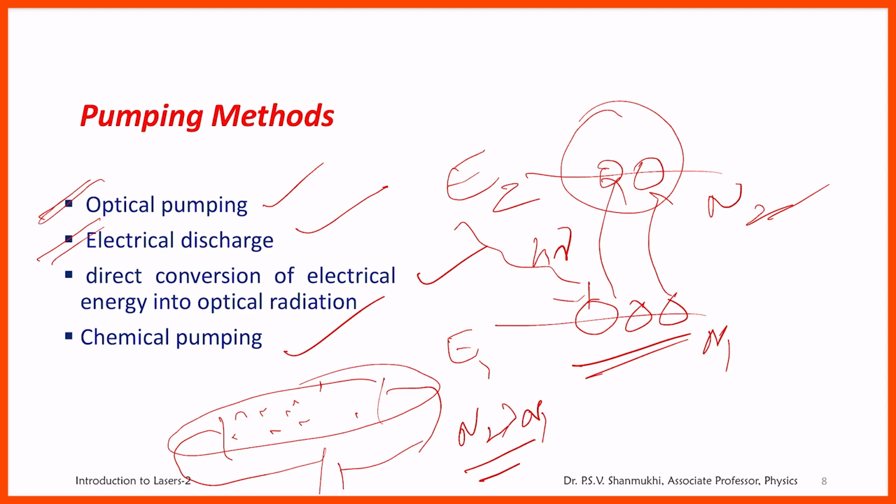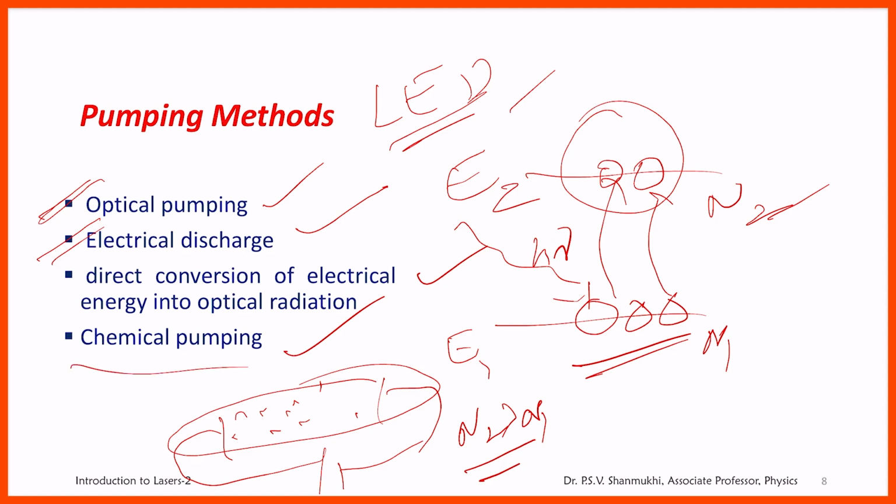Next one, direct conversion of electrical energy into optical radiation, just like in the case of a diode laser or LED, light emitting diodes. So what happens? In direct conversion, electrical energy is absorbed and it is converted into optical radiation. At the time of lasers, we will come to know all these things.